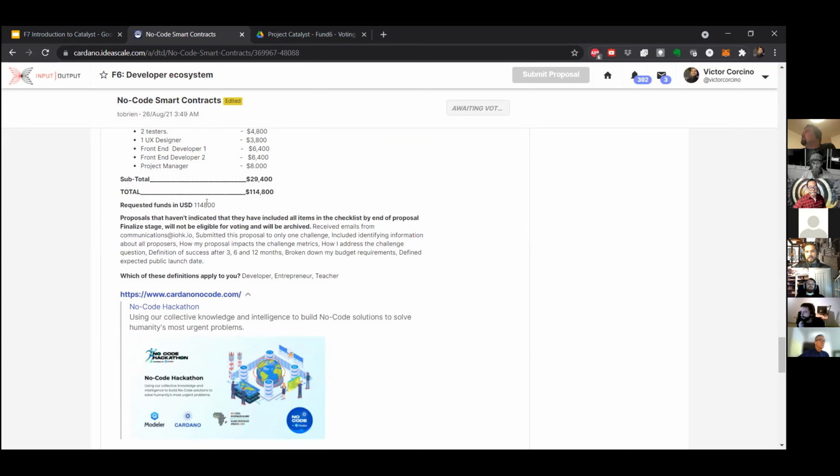This is added in USD, in dollars, but at the end, you are going to receive in ADA, using the exchange rate of the payment day at the end.